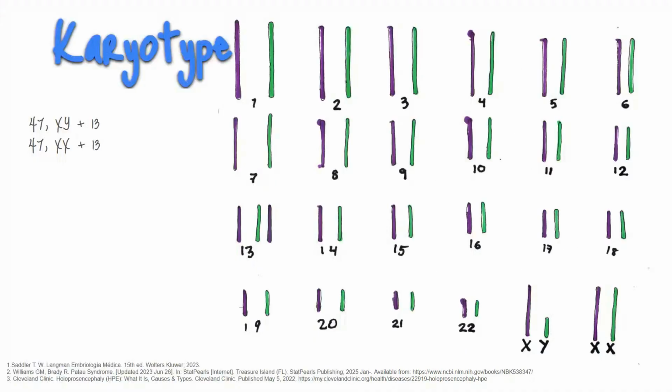Karyotype, or what is encoded. The cause of Patau syndrome is the presence of three copies of chromosome 13, with a karyotype of 47XY plus 13 or 47XX plus 13. This one, look at my cursor, is the 13 chromosome, and the cause of Patau syndrome when it's triple.